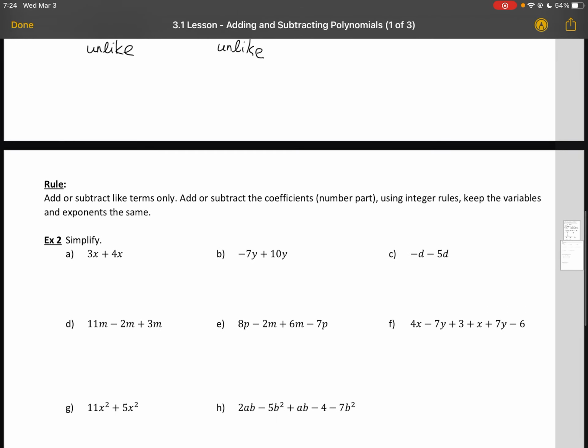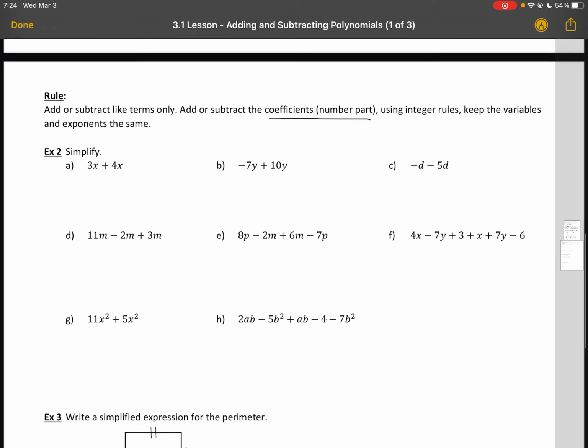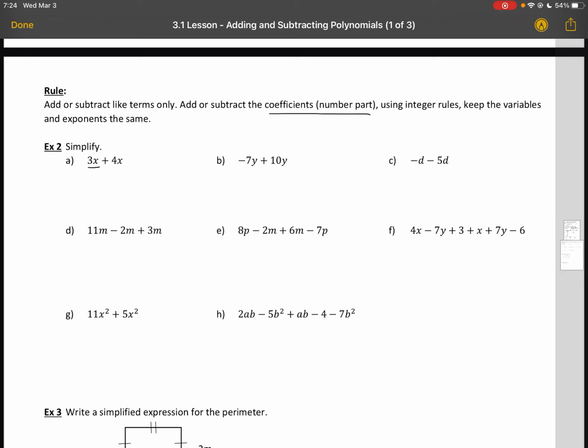When you are working with like terms, you can add or subtract them by adding or subtracting the coefficients, which is the number, and you keep the variables and the exponents the same. So in our first example, we have 3x plus 4x. My variable is going to stay the same, and I'm going to add my coefficients together to get 7x. The next one, I have minus 7y plus 10y. My variable is going to stay the same, and I'm going to add my coefficients together following the integer rules. Minus 7 plus 10 is 3y.